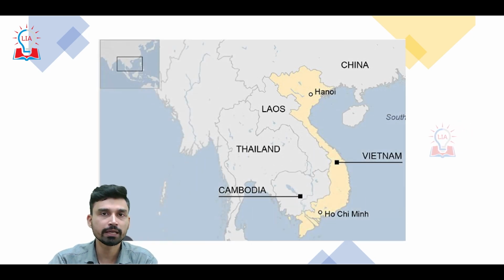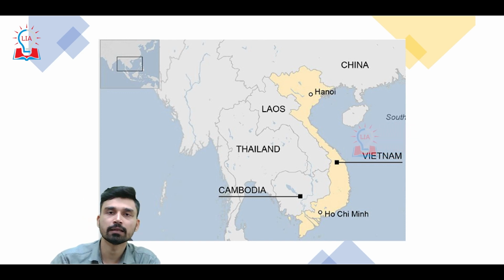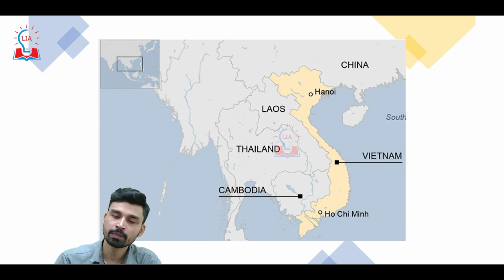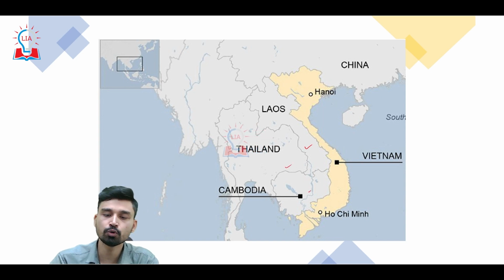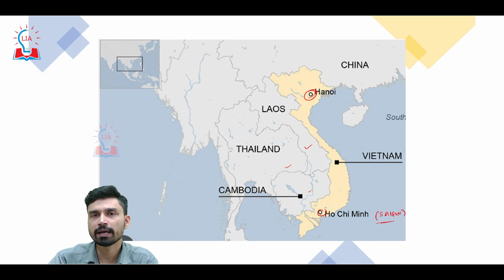Before going into detail about the war and the history, let us first understand the geography of Vietnam. Vietnam is a very small country situated in Southeast Asia. It is bordered by China in the north, has a long sea coast along the South China Sea, and in the west it is bordered by countries such as Laos and Cambodia. The capital of Vietnam is Hanoi, situated in the northern part, and Ho Chi Minh City, earlier known as Saigon, is another important city, also called the financial capital of Vietnam.